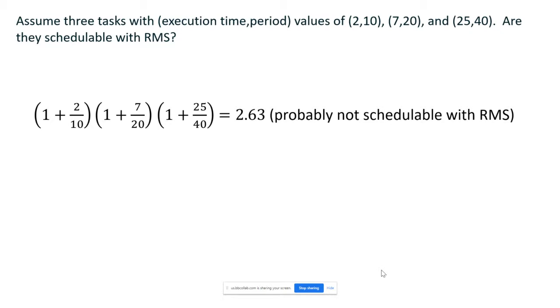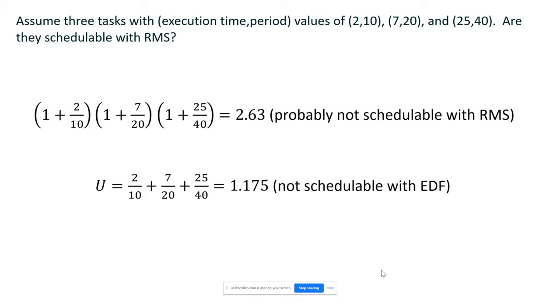So you might be thinking, oh, is this a bug? Is this a mistake? Well, no, because if you calculate the utilization of these tasks, which would be 2/10 plus 7/20 plus 25/40, you get 117.5%, which means that it's not schedulable with EDF, meaning that it's not schedulable with anything, at least not on one processor. I didn't say one processor, but that was implied.